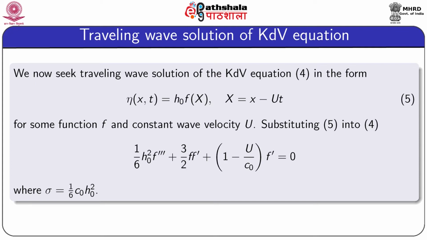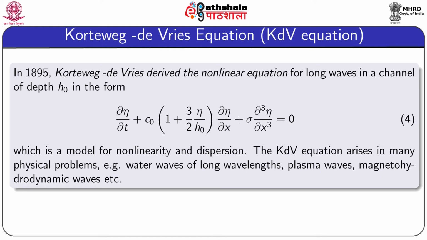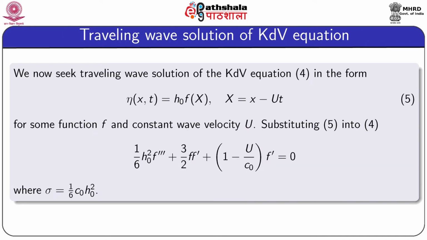Now, I want to find the travelling wave solution of the nonlinear KdV equation, which is written in equation number 4. For that, we assume the elevation eta in the form h0 into f(X), where X equals small x minus ut, where u denotes the velocity of the wave and f is an arbitrary function, and we want to find the functional form of f.